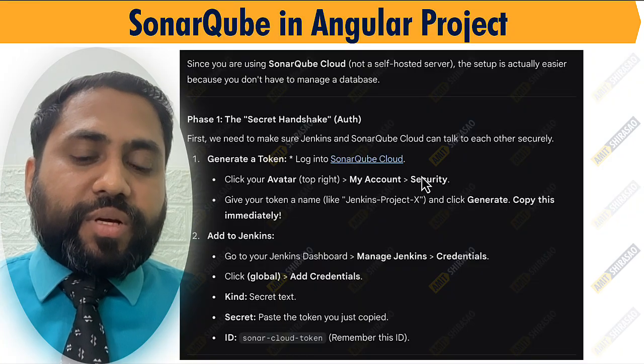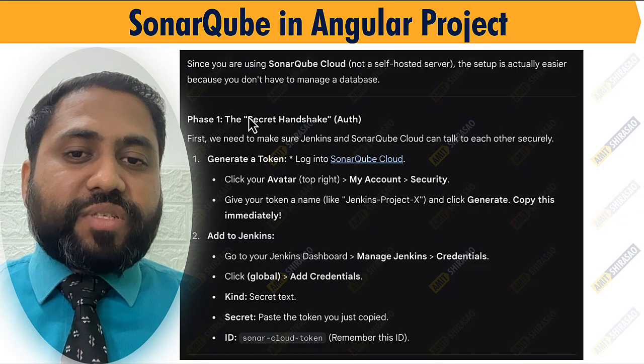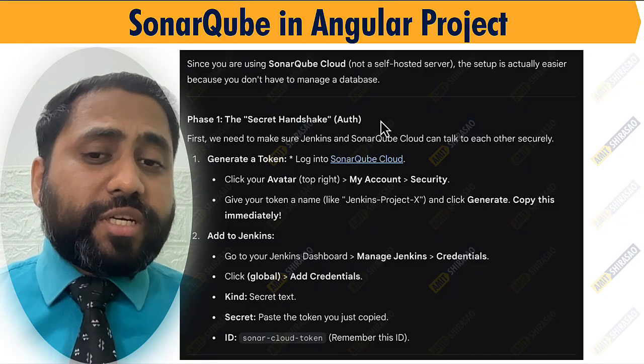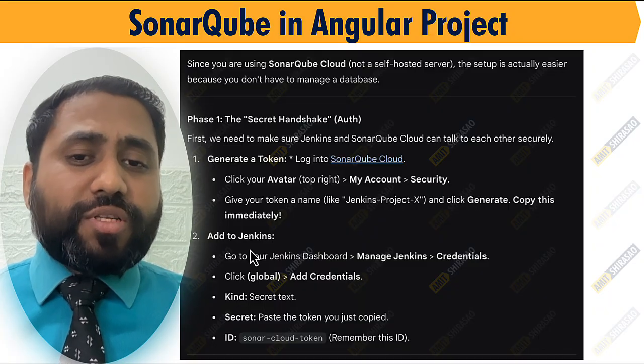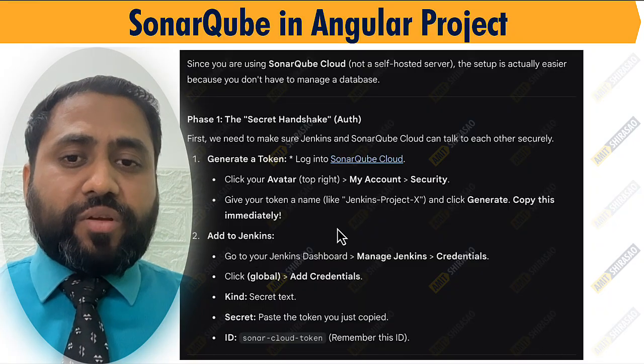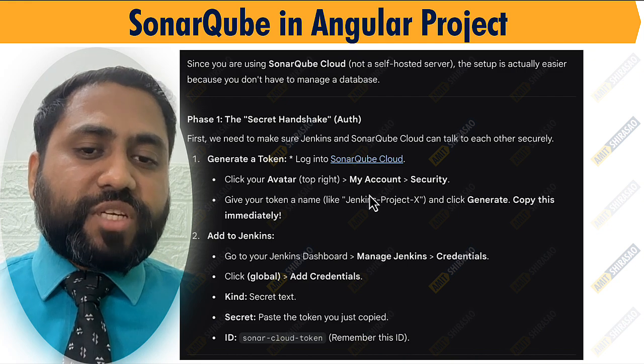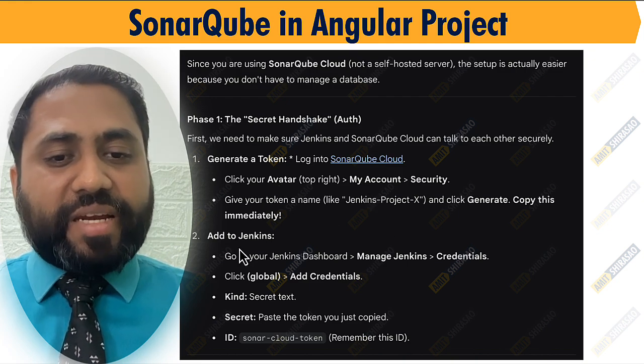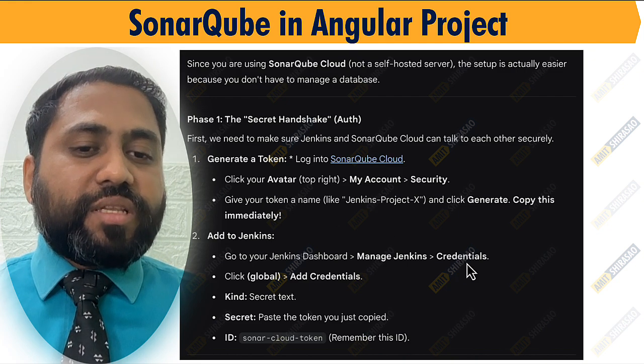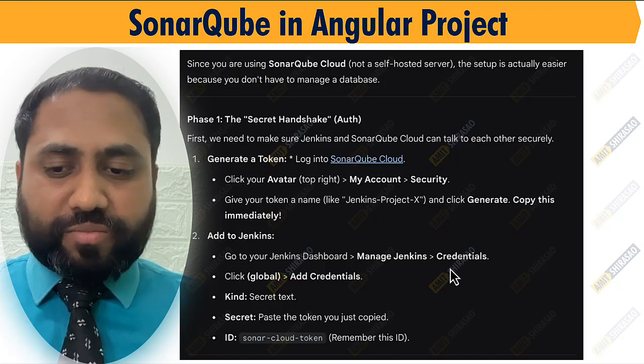Okay. Now here what do you do? Secret handshake means authentication. So for authentication, what do you do? I'll show all this to you in practical also. So generating the token, going to SonarQube Cloud, generating the token and everything, and then adding that token in Jenkins credentials. So let us see this step.